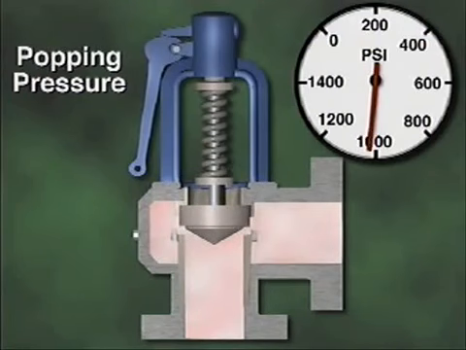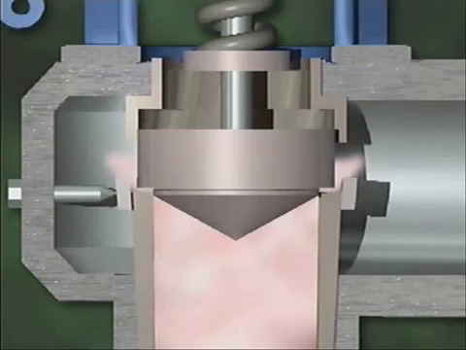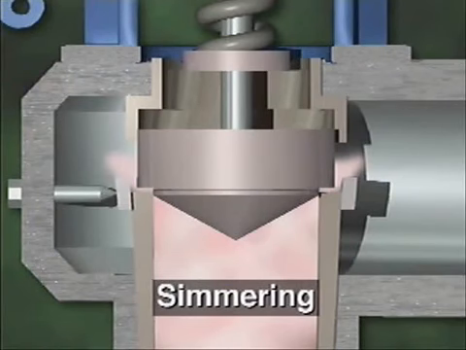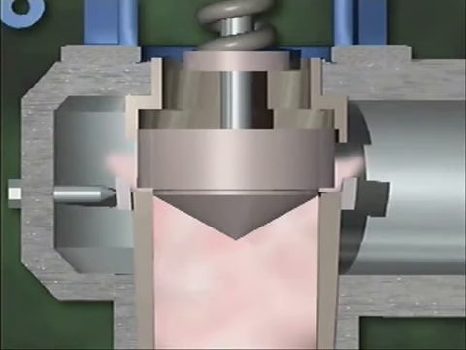The pressure at which the valve's disc begins to lift off the seat is called the valve's set pressure. The pressure at which the valve actually pops open is the popping pressure. In most cases, simmering occurs briefly before a safety valve opens fully. During simmering, the disc is only slightly lifted and the valve discharges a small amount of fluid.